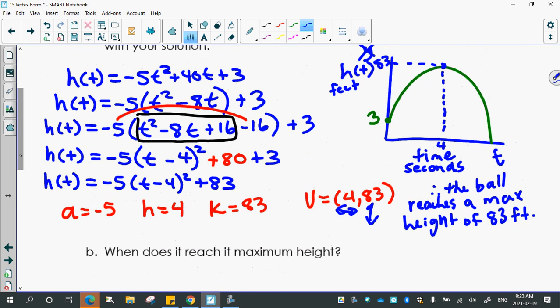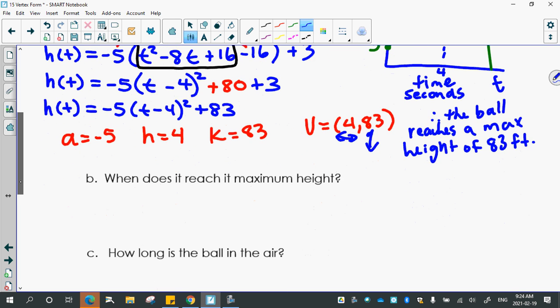When does it reach its maximum height? 4 seconds. Okay, so I know that at 83 feet, it took 4 seconds to get there. That's the horizontal component of the vertex. Time is horizontal. Okay? So when does it reach its maximum height? 4 seconds after being hit.